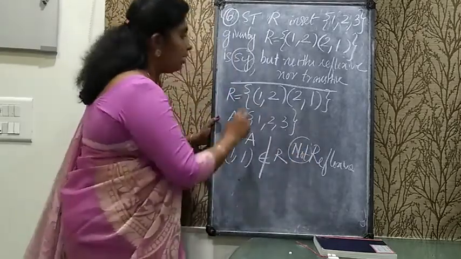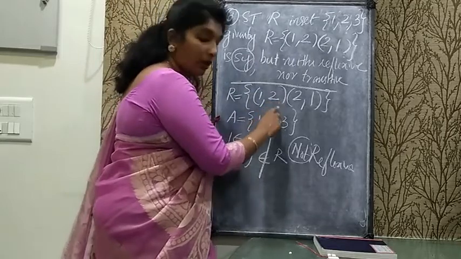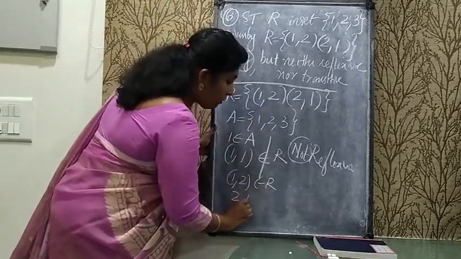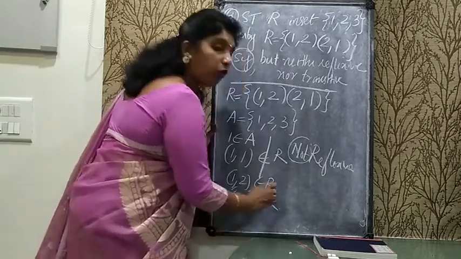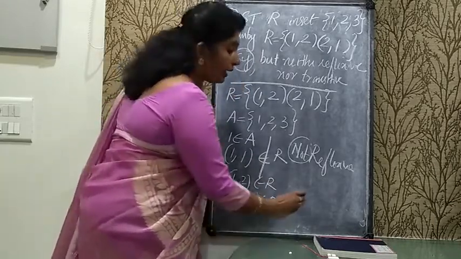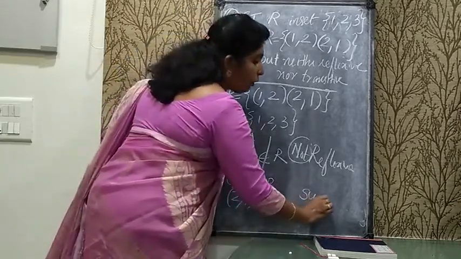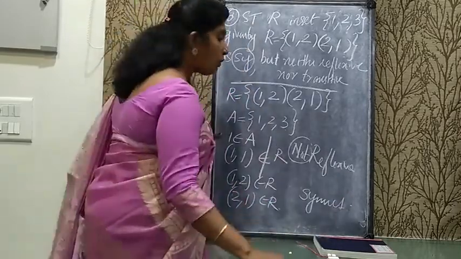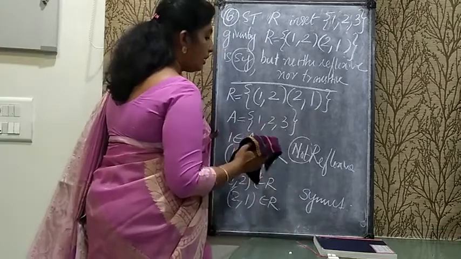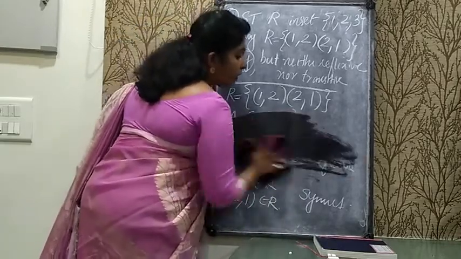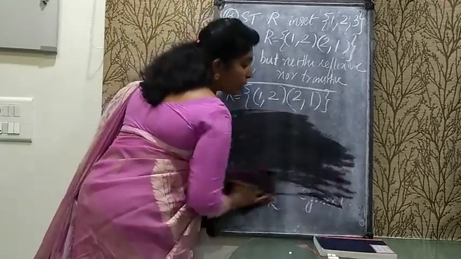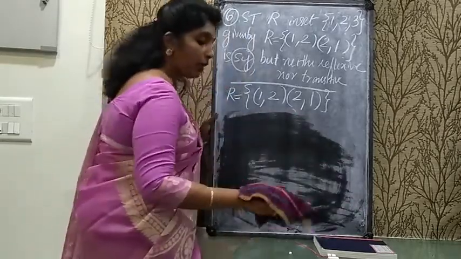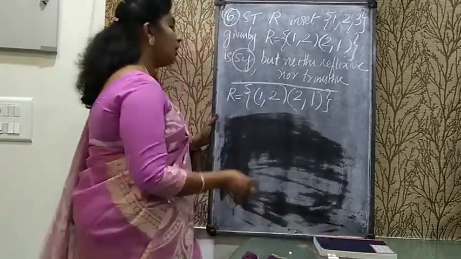Next, (1, 2) belongs to the relation and (2, 1) belongs to the relation. Therefore, it is symmetric. So here you can conclude, therefore, the given relation is symmetric. Now we will go for the third condition. Here, we know if (a, b) belongs to the relation and (b, c) belongs to the relation, then (a, c) should be there in the relation, that we know. So here we will check it.